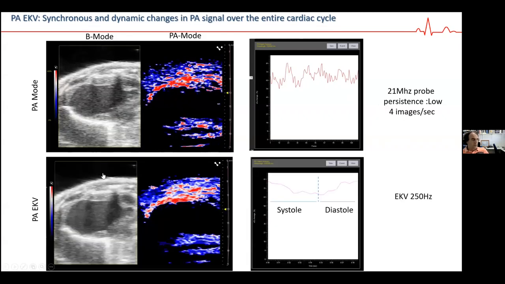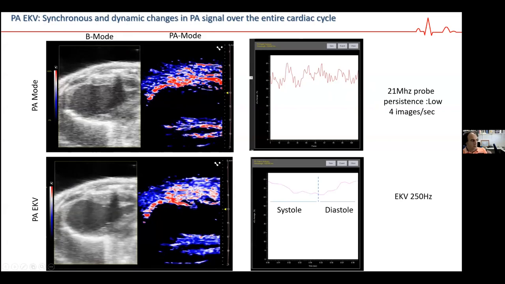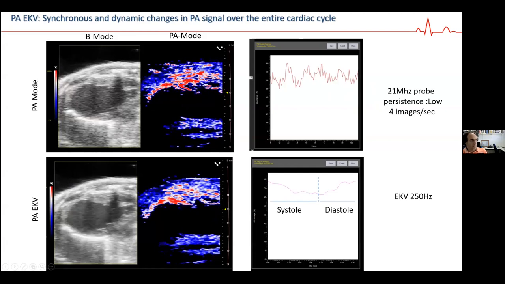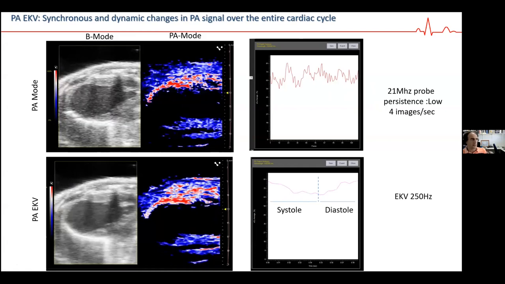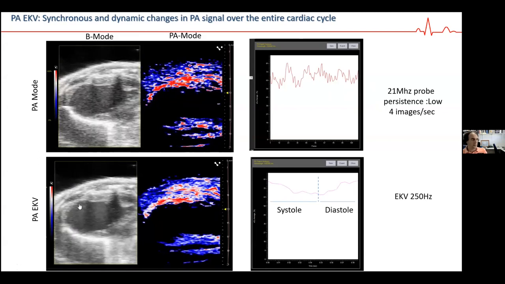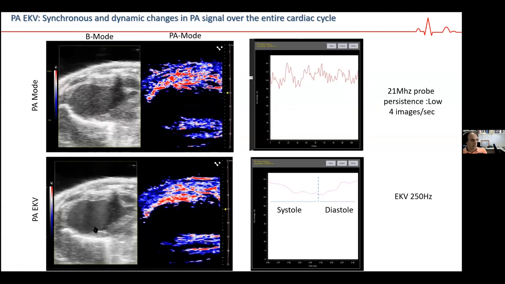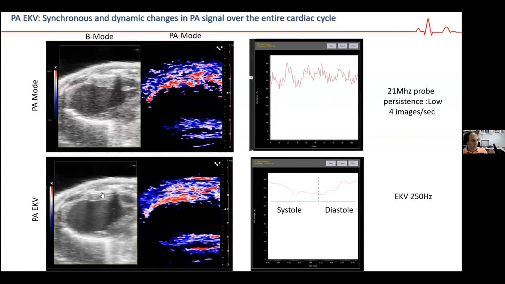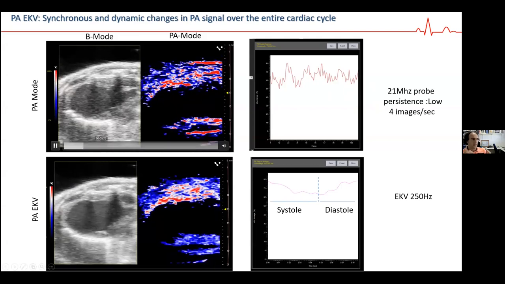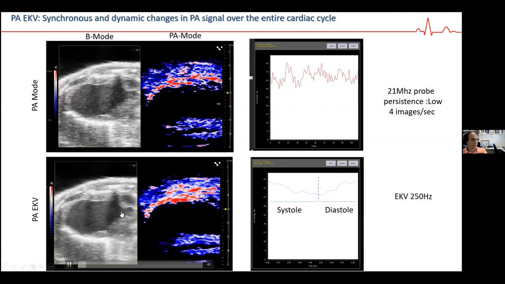But VisualSonics gave me the possibility to test a new mode, the PA-EKV. That means you can synchronize the photoacoustic image with the entire cardiac cycle. So you can see all the movements of the heart during one cardiac cycle. You see the diastole, the systole, and it's completely synchronized with the PA mode.